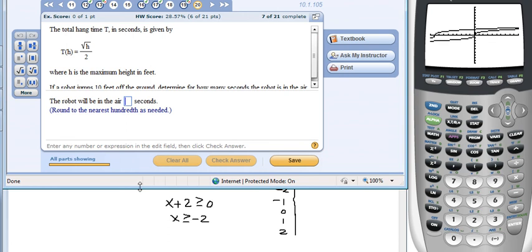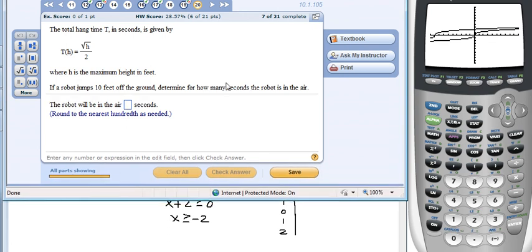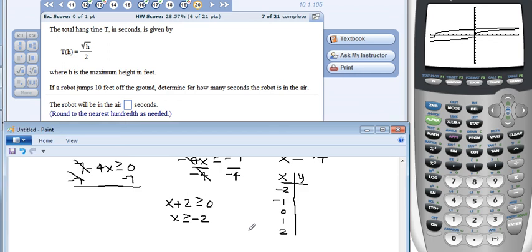Okay, let's try some word problems. The total hang time t in seconds is given by t of h is equal to the square root of h over 2. Again, the first thing I want you to do is label your sides. This is an h. What is the input? It says h is the maximum height in feet. So h is the height. And what's your output? Well, it says hang time.